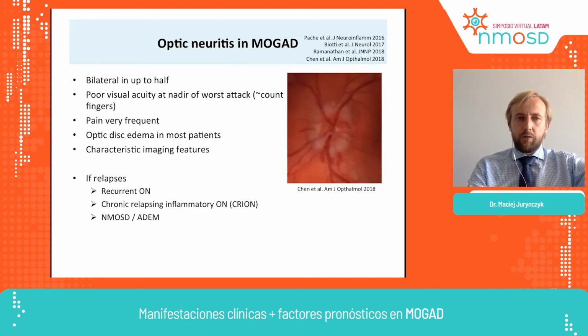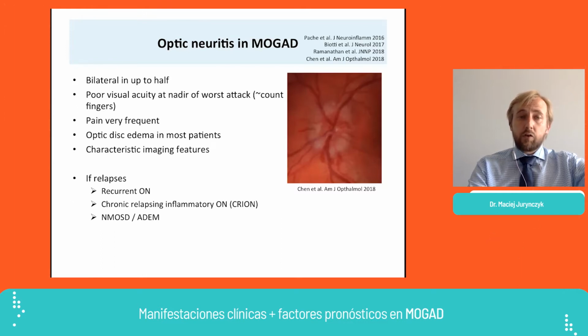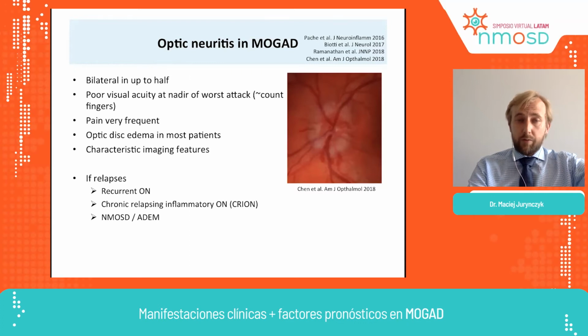If optic neuritis relapses, we might encounter different phenotypes. The most common one is recurrent optic neuritis, and sometimes we can even talk about chronic relapsing inflammatory optic neuritis, CRION, if the condition is very steroid dependent and steroid responsive. If patients relapse with transverse myelitis or with ADEM, we will see NMOSD phenotypes or ADEM-type phenotypes.